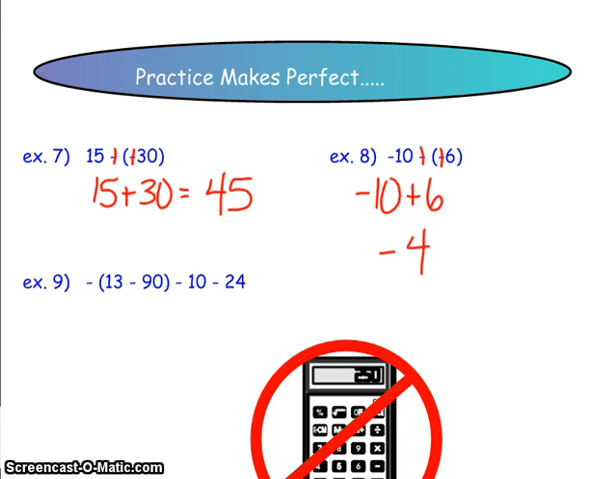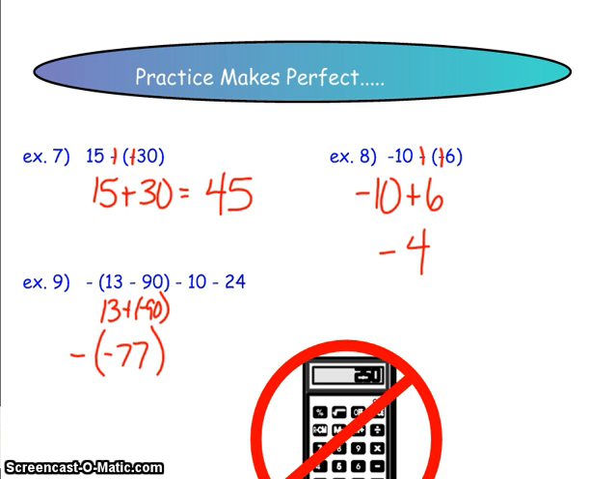Okay, example 9, we're just going to up the ante a little bit here. 13 minus 90, that's in parentheses, so we need to do that first. So 13 minus 90 might be a little difficult for some of you to do. So don't forget, minus is the same as plus negative. So if we do a positive 13 and a negative 90, all right, just to save some time here, I'm going to tell you it's negative 77.